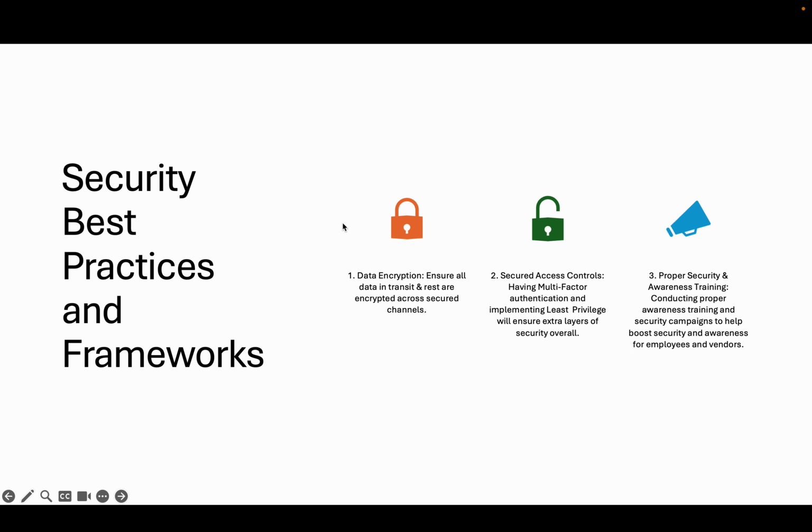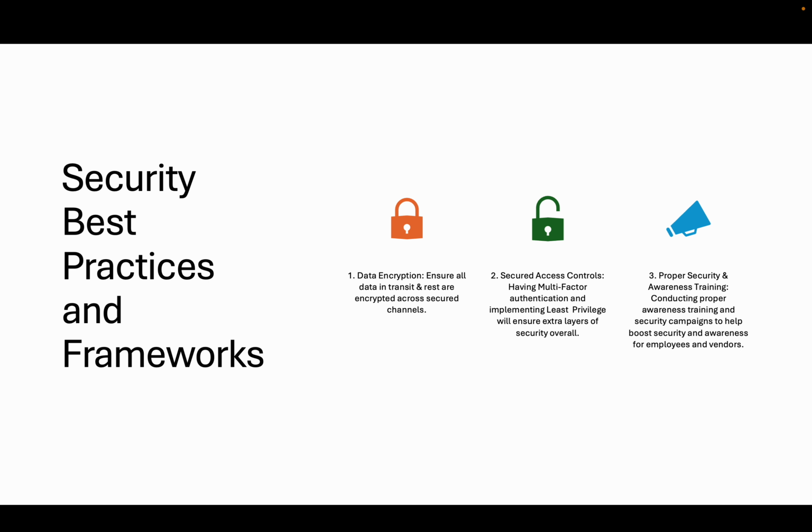Okay, so as I was mentioning, here are the top three security best practices which can be used, and the frameworks. First things first, data encryption. This means ensuring that all data at rest and in transit is encrypted across different secure channels. If we're trying to encrypt over voice, we can use VoIP encryption. If we want to encrypt over Secure Shell, that's another way. That's port 22, I believe. I can't remember, but all I know is that there are different ways of encrypting.